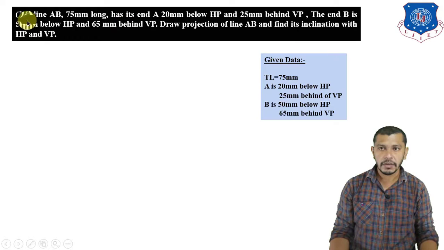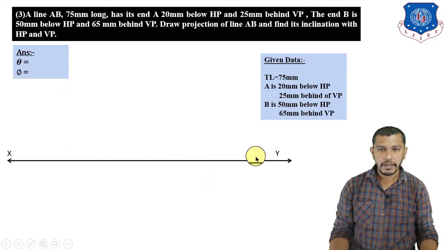So right now the theta and phi, that is the angle of inclination of the line with HP and VP, are not given, but in place of theta and phi, the locus of B is given. And we have to find the theta and phi. Theta is the angle of inclination of the line with the horizontal plane, and phi is the angle of inclination with the vertical plane. So let's start by drawing the XY reference line.